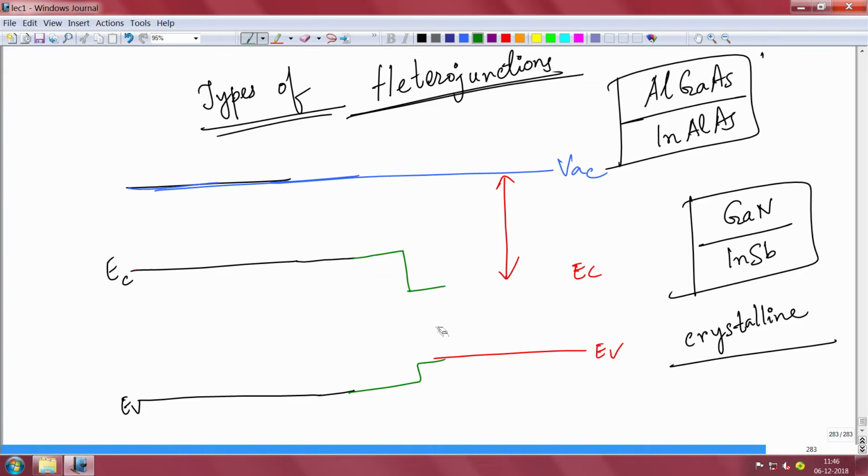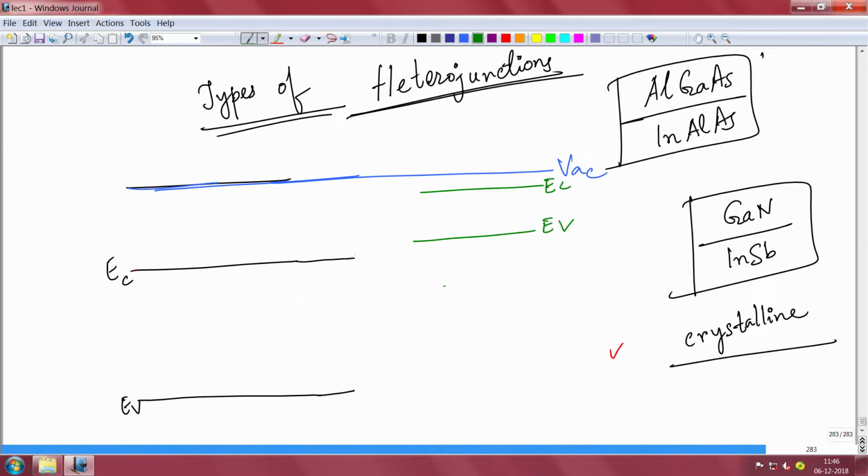This is a different band diagram alignment. This is called different band alignment from what I had drawn previously. Or it could also have happened that your narrow band gap semiconductor is very narrow, and your EC is here, also the EV is here. So then in that case you would have had something like this and then this. So there are different kinds of alignments.